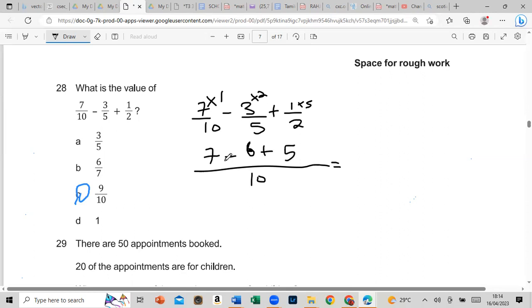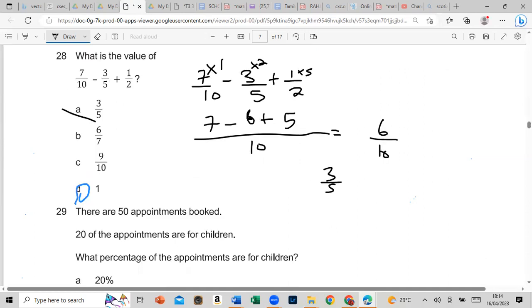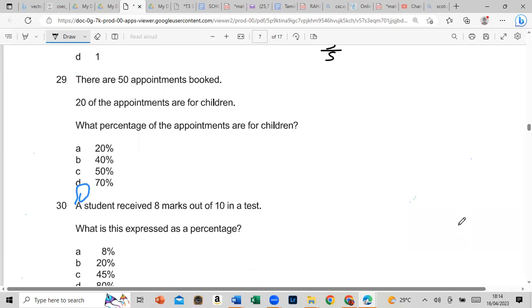Sir, it's A. Yeah. 7 minus 6 plus 5, that's 6 over 10. Correct. And then you break it down, so it's 3/5. You divide both sides by 2. All right, 29. Yeah, man, you're correct.